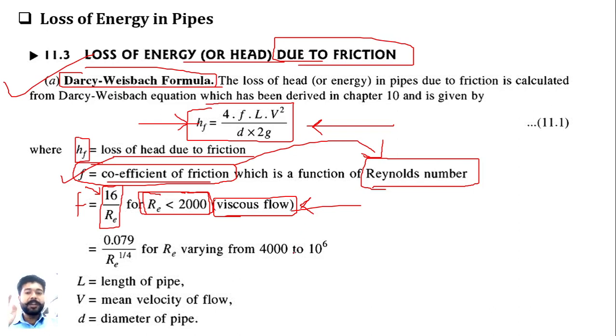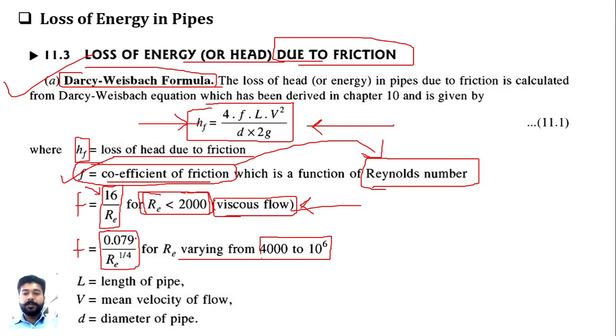But when you have a turbulent flow, which means the Reynolds number varies from 4000 to 10 to the power 6, at that time you need to find the friction coefficient by this formula: 0.079 divided by Re raised to 1/4.